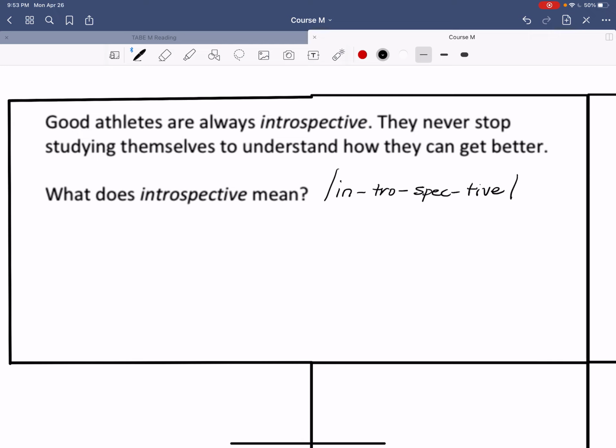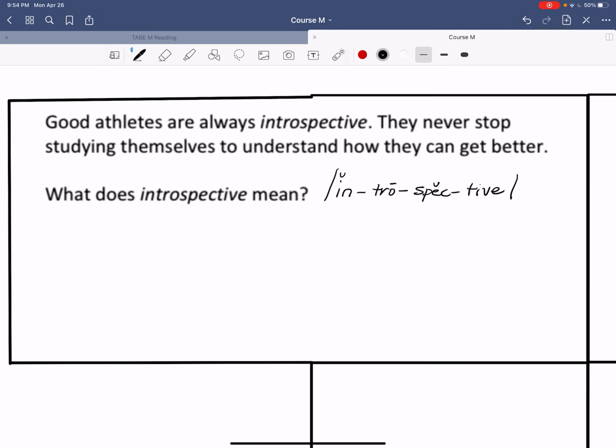So this I is short. It's closed in by that N. The O is long because it's not closed in. And this is a long I. Actually, this is not a long I. This one is an exception. I'm just going to leave that one blank. But it says introspective.